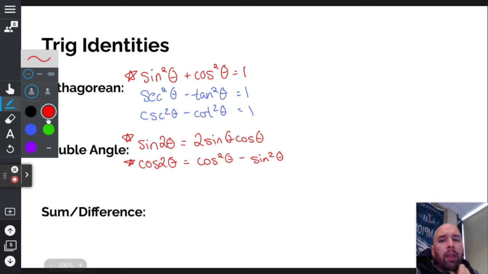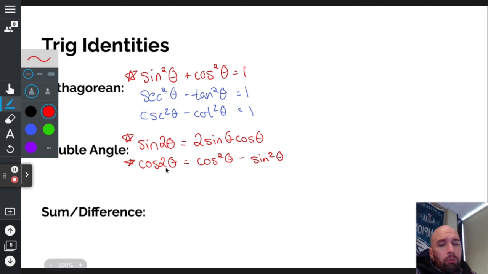Also have, and there's tangent ones too. But again, we're only going to concern ourselves with the sine and cosine because if we have to deal with the tangent ones, we will use what the definition of tangent is. I don't want to try to memorize too much. The tangent 2 theta is, it's not pretty.